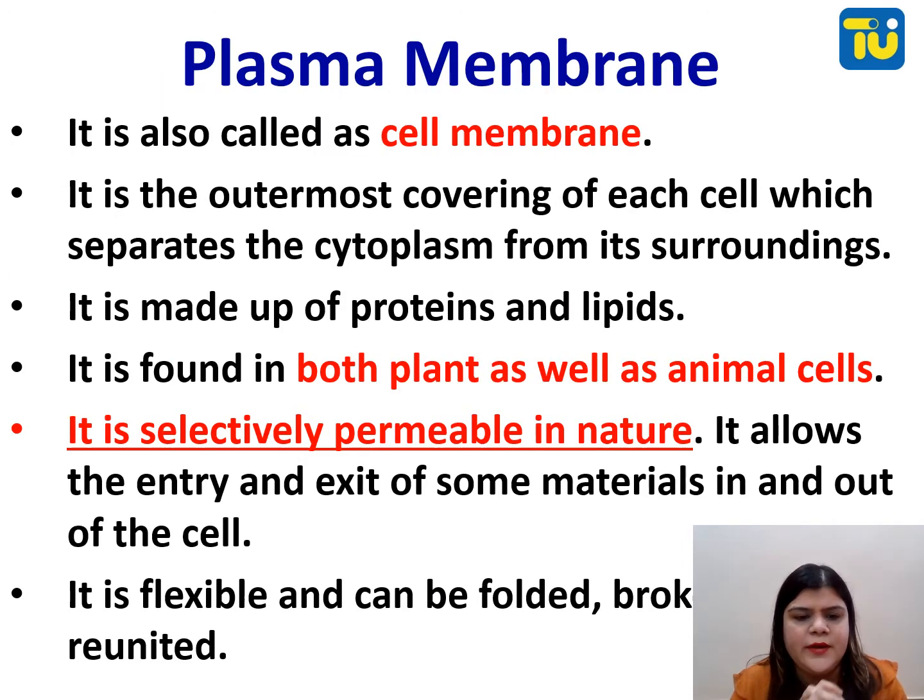Plasma membrane. It is also called cell membrane. It is the outermost covering of each cell which separates the cytoplasm from its surrounding. Plasma membrane is also known as cell membrane. It is a semi-permeable membrane and it has cytoplasm which acts like a matrix. It is made up of protein and lipids found in plant as well as animal cell.